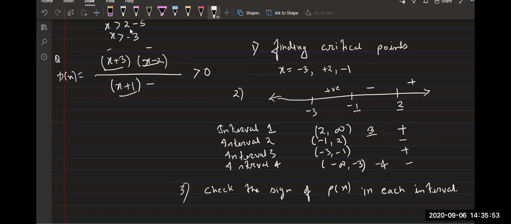Then it would have been a different question out there, right? Obviously, it would have been a different question, as simple as that. Now tell me, what do you have to find? You have to find the interval in which this p of x is positive. Then what do you think? In which interval is it positive?